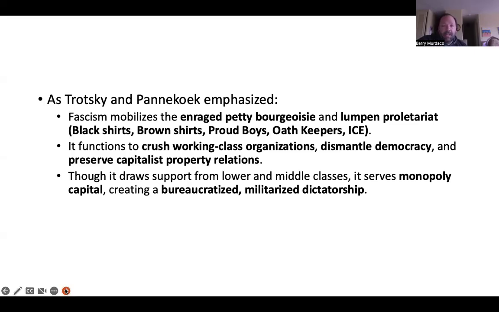That's what they mean by petty, and the lumpen proletariat. The lumpen proletariat basically refers to, some people call it a kind of sub-proletariat, people who would fall within the working class but are not regularly employed. People who fall into the informal sector of the economy, unemployed people, criminals even.